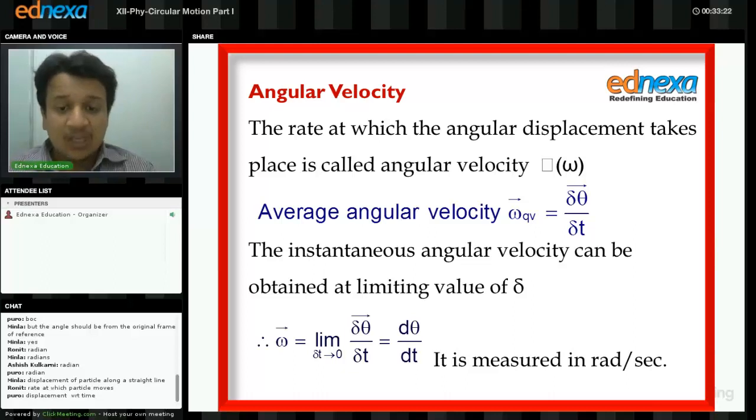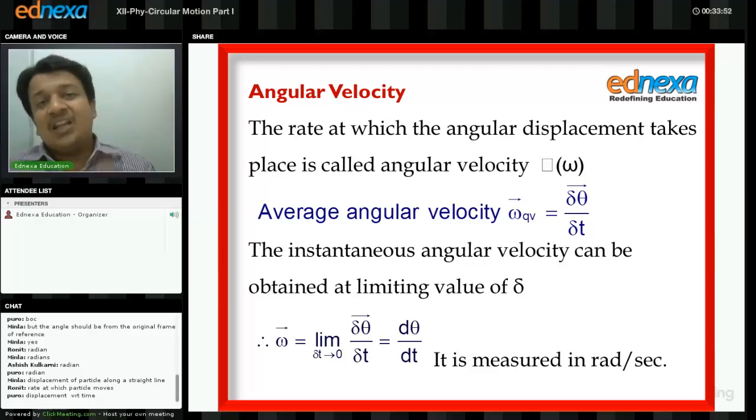So at that time, we are going to write the formula this way: vector omega is equal to limit delta t tends to 0, vector delta theta by delta t. That limit delta t tends to 0 indicates time is very small, almost 0. That is equal to d theta by dt. What is the unit of angle? The unit of angle is radian. What is the unit of time? It is second. So it is measured in radian per second.